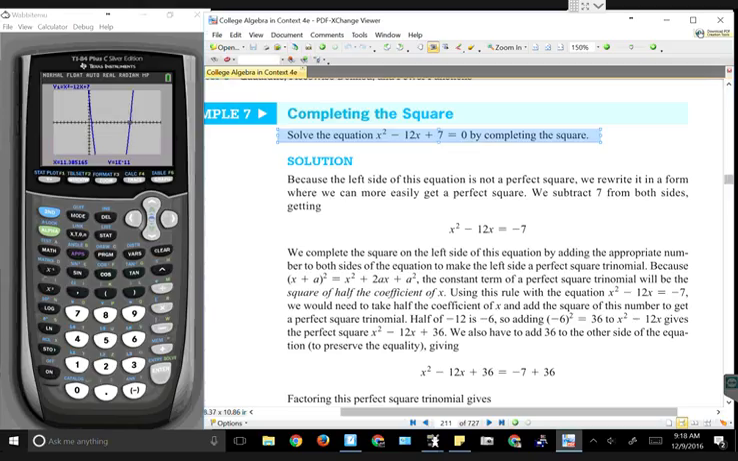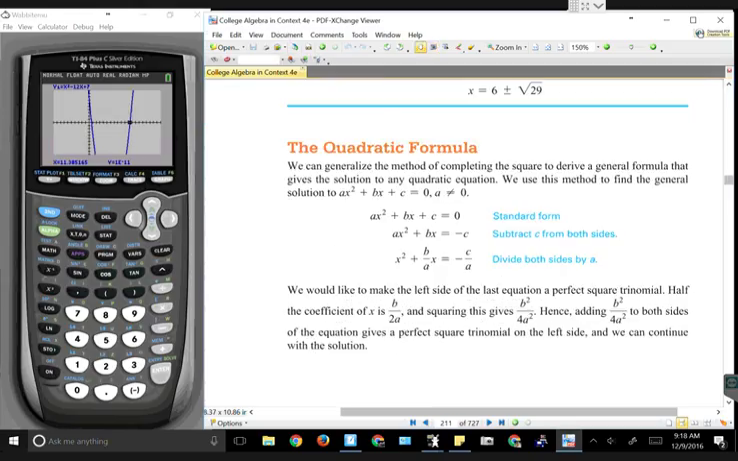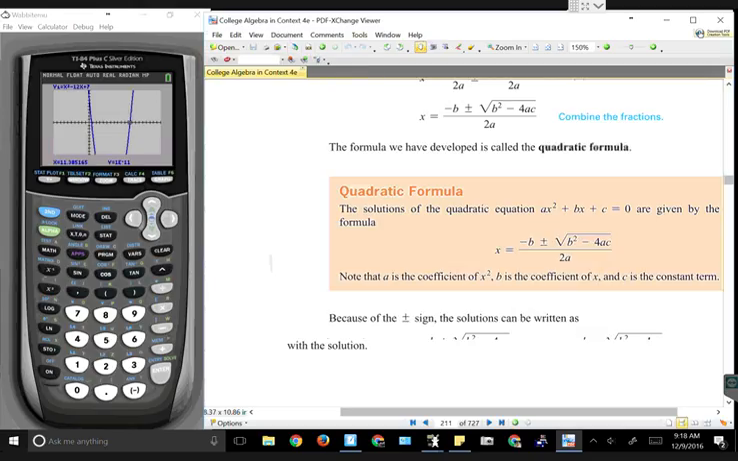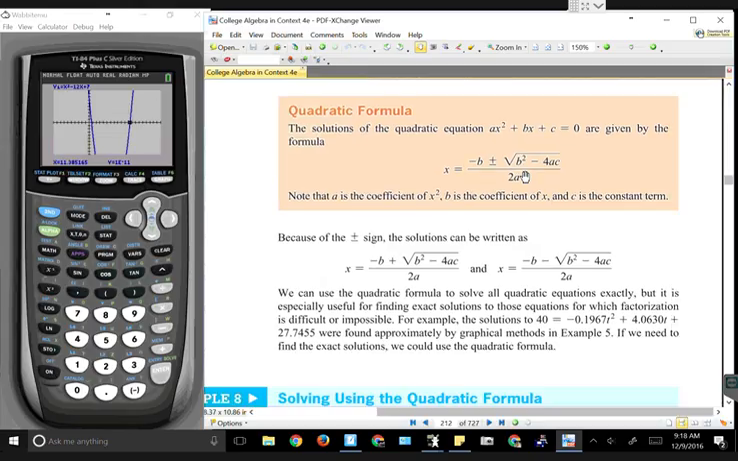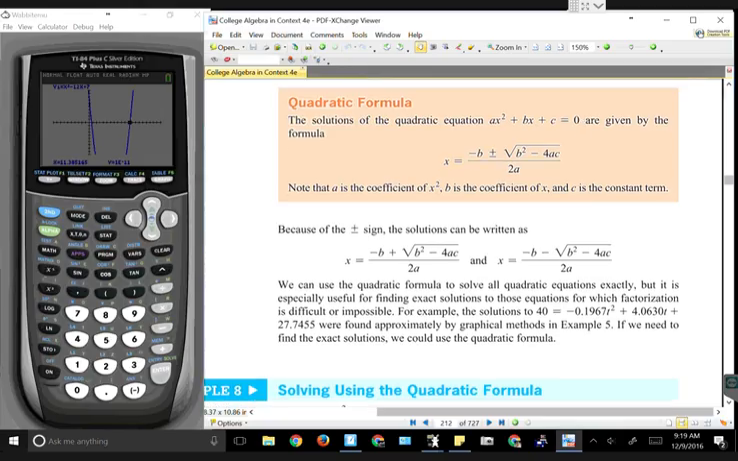Now, of course, there is one thing that always works: the quadratic formula. Become one with this. Make sure that you put this into your notes. Remember, you're pulling the A, the B, and the C out from the equation. Plug those numbers in and go. You've played with the quadratic formula before, so it's nothing spectacular.